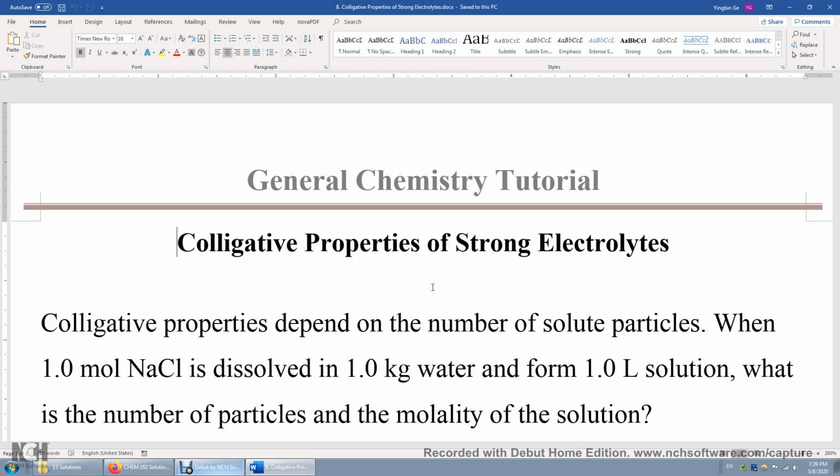solution, right? But then if you add, let's say, 1 mole of sucrose into 9 moles of water, the mole fraction of water is going to be 0.9. So again, 9 moles of water divided by 1 plus 9. So it's 0.9 mole fraction. The mole fraction of water becomes 0.9.